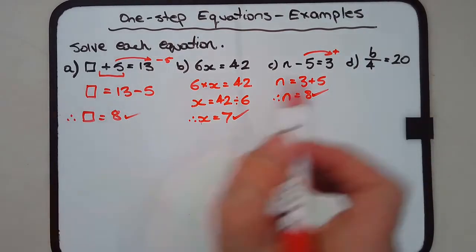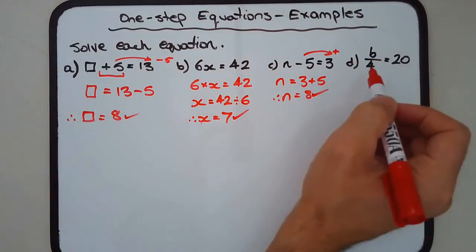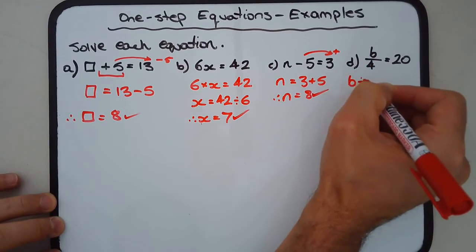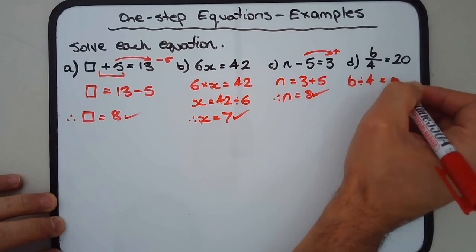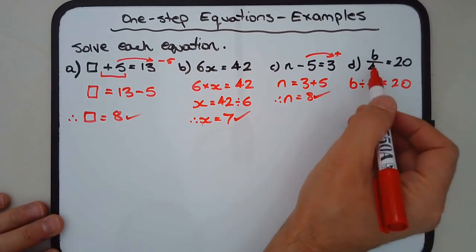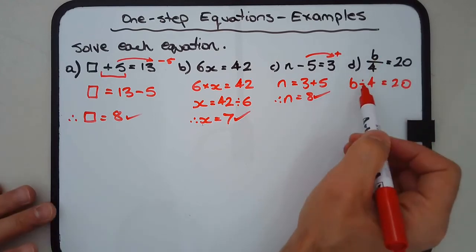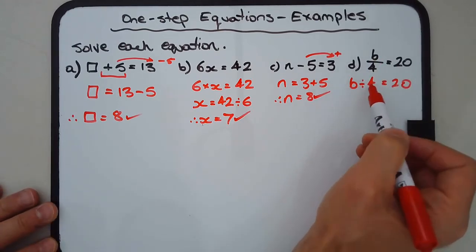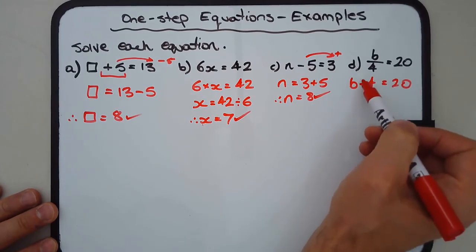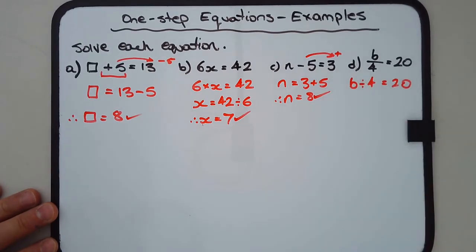Last one, part D. B over 4 equals 20. B over 4 means division. All right, now we can write it with the division symbol. B divided by 4 is equal to 20. All right, they're equivalent statements. B over 4, fractions and division are very similar. In fact, the division symbol looks like a fraction, doesn't it? You've got a fraction line, the vinculum, that's what it's called, with the 2 dots representing the numerator and the denominator. All right, B is the numerator, 4 is the denominator.